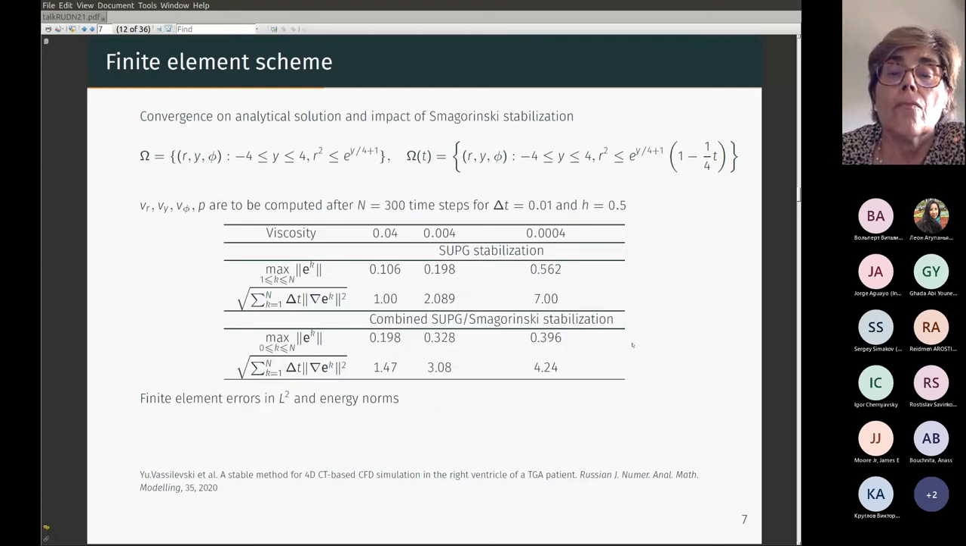The second observation is if we reduce the viscosity further and want to demonstrate how the stabilization works at high Reynolds numbers, we reduce viscosity and show that SUPG stabilization produces better accuracy compared to the combination of SUPG and Smagorinsky stabilization, but at moderate viscosities. But at extremely small viscosities, Smagorinsky stabilization produces a smaller error, both in L2 and energy norms, because SUPG stabilization at a very high Reynolds number still produces a slightly oscillatory solution.